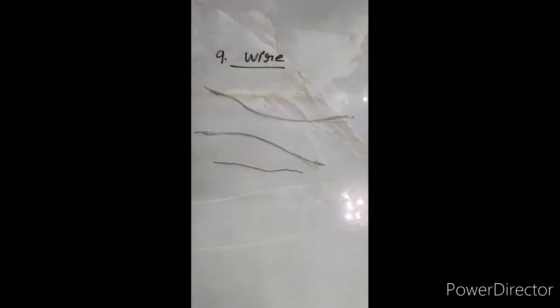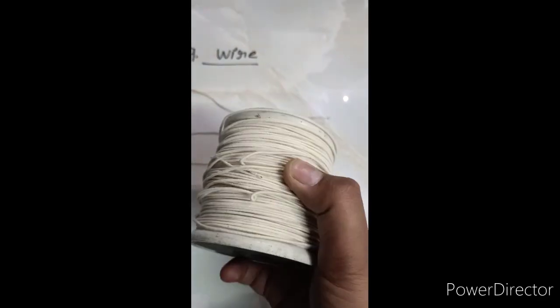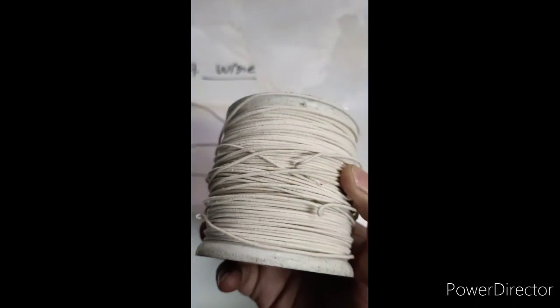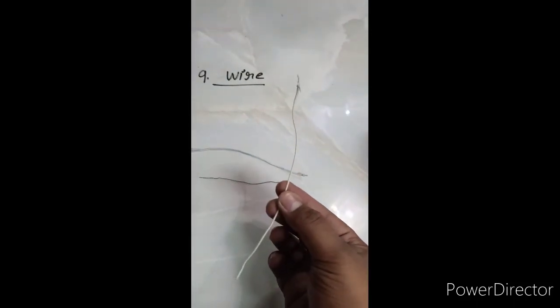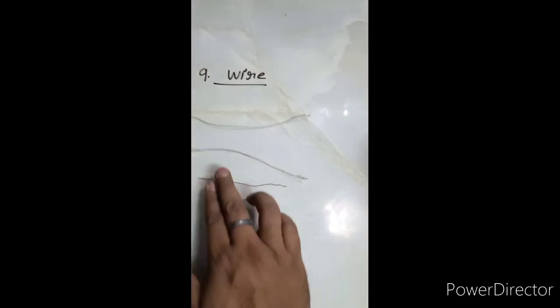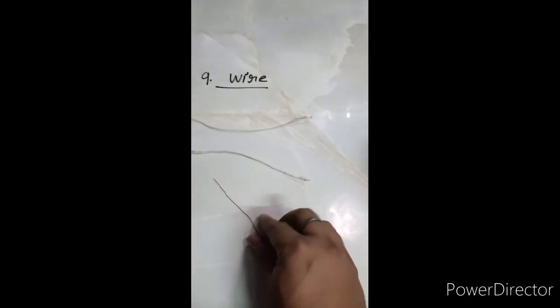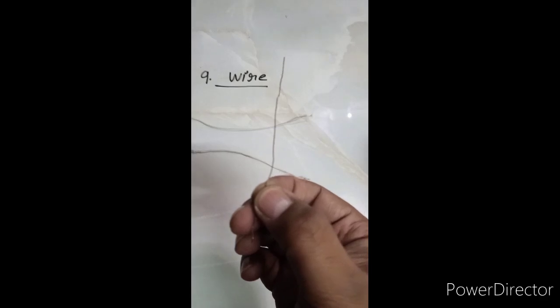The topic is wire. In the general laboratory we use this wire. This is a roll of wire, insulated with thread. A small portion of this wire looks like this. When you remove all the thread part, it just looks like this. This is the copper part.